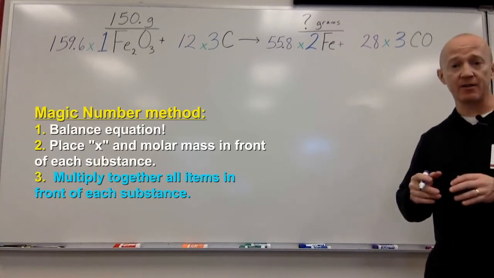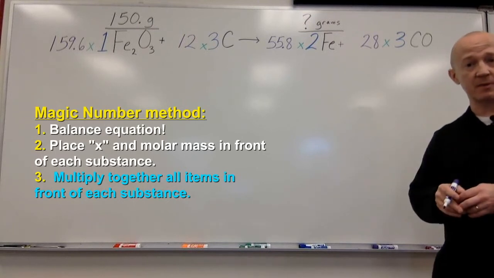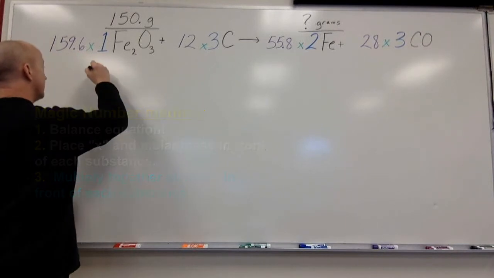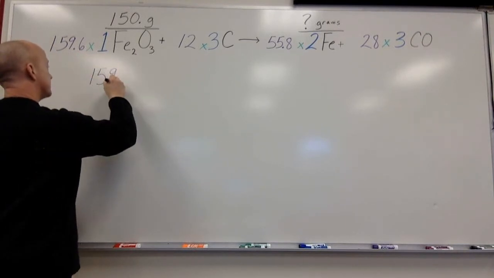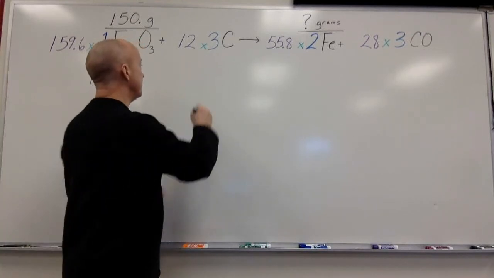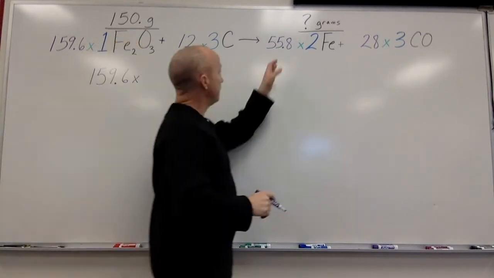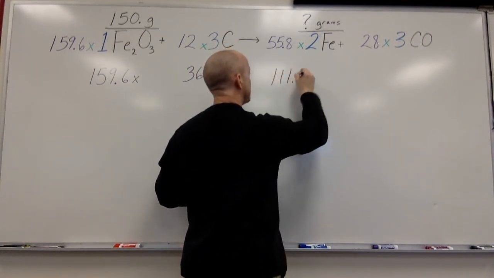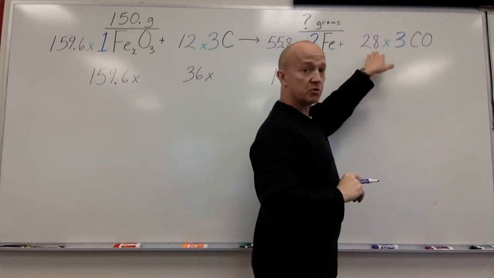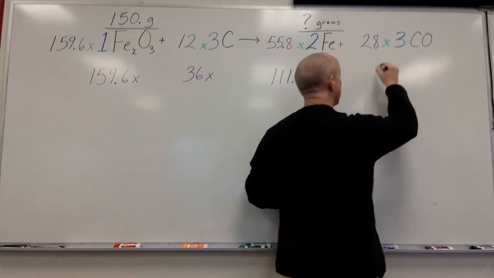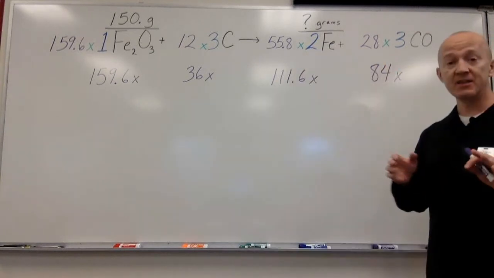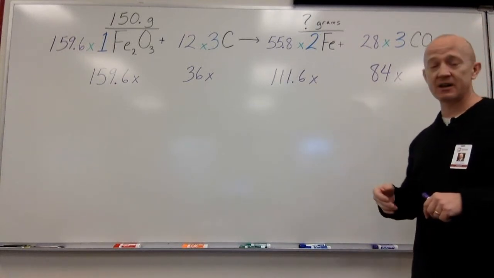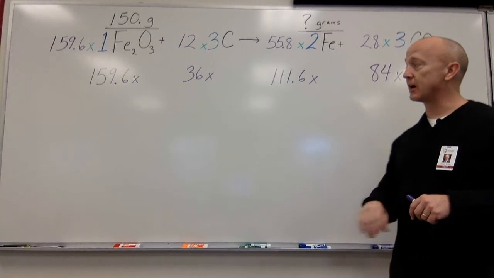Now, I'll multiply together everything in front of each of the substances, like this. 159.6 times X times 1 gives me 159.6X. 12 times X times 3 gives me 36X. 55.8 times 2 times X gives me 111.6X. Finally, 28 times 3 times X gives me 84X. In this case, I don't even need to worry about carbon and carbon monoxide. They're not a part of my calculation, just iron 3 oxide and iron.